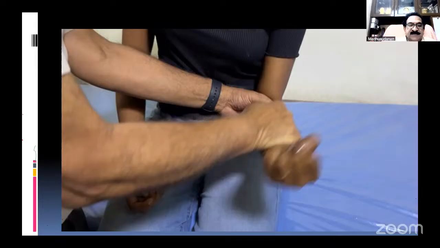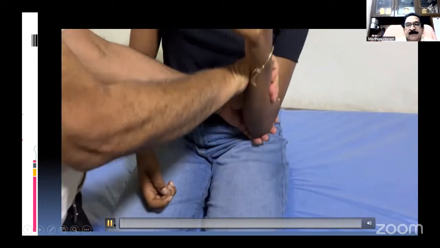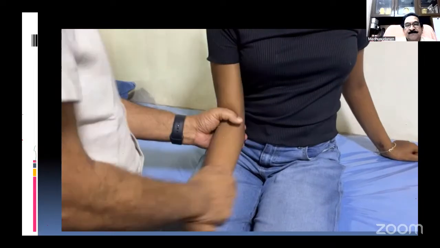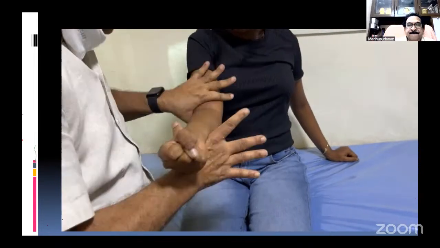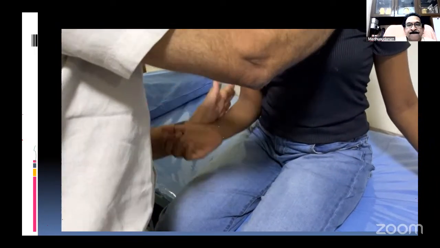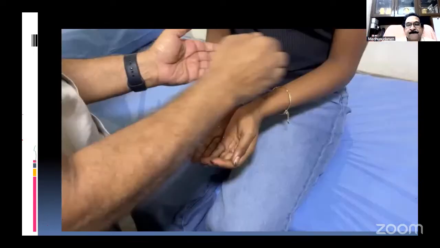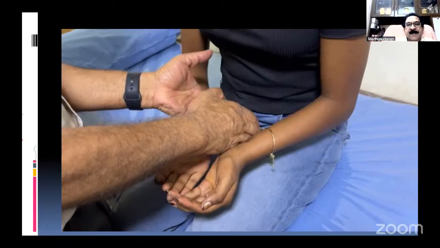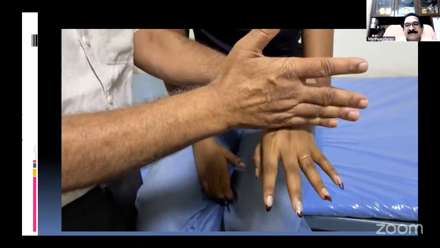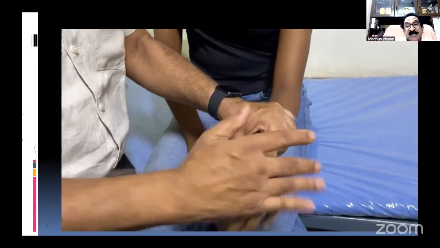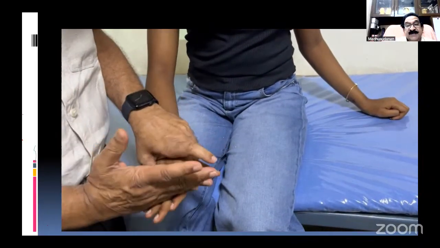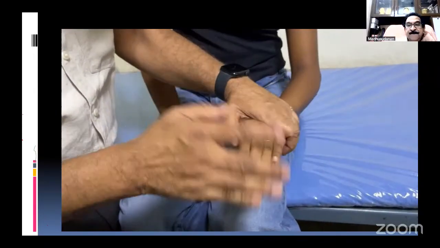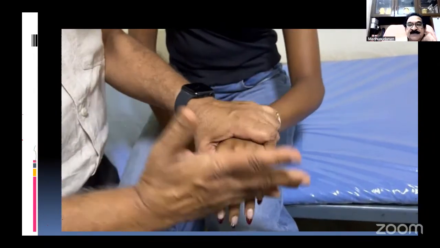Then come to the rest of the examination. Biceps was weak on the right side, left normal. So deltoid was weak, biceps was weak, triceps was normal. External rotation was weak on the right, normal on the left side. Internal rotators were normal. Wrist extension was weak on the left side. Finger extension is more weak on the left side, not on the right side.